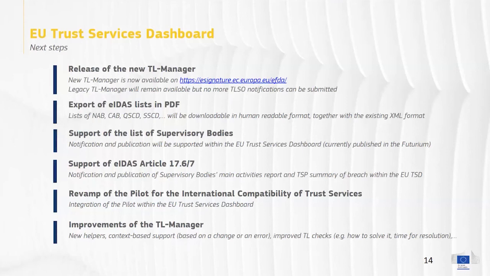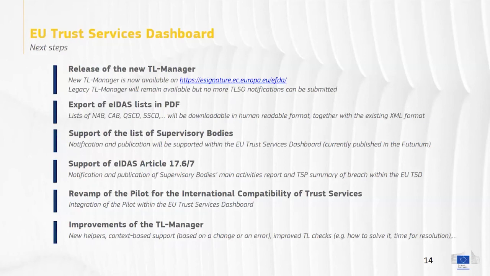We also intend to support the list of supervisory bodies. This list is still notified by email and published on the Futorium. So we will support this notification and this list in the EU Trust Service dashboard. The process will be similar to what I just showed you. First, we'll need access to the EU Trust Service dashboard to notify the supervisory body, and then there will be a structured form, verification, and the publication process.